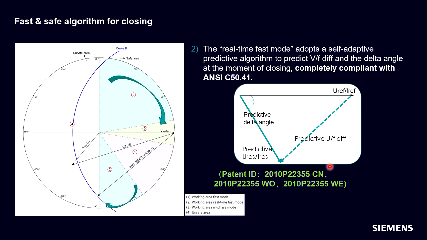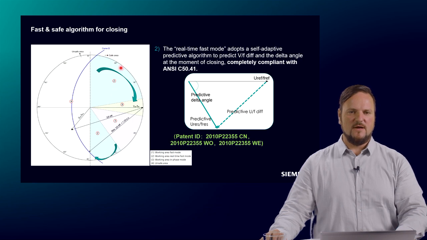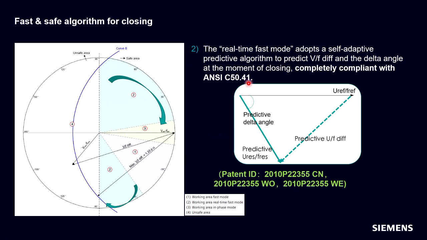The next possibility to close the breaker is the second algorithm, which is used for the real-time fast mode. That means we have two windows here. We have one window and we have the second window. The phasor is going in that direction. So then we go out. It is not allowed to switch because the phase angle is too big. And then we come slowly back. And this is here the unsafe area, and this is, of course, here the safe area.